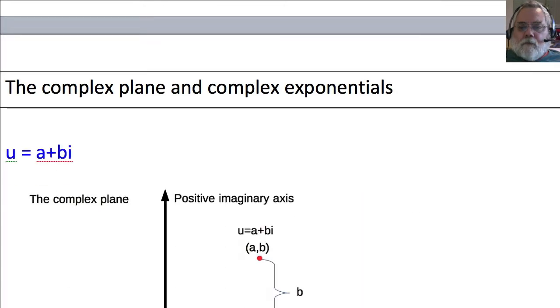Now we're going to cover the complex plane and complex exponentials. As earlier, we'll take complex number u equals a plus bi, where a is real and b is real. So it takes two real numbers to specify what the complex number u is. We can't represent this on a single number line, but we could represent two real numbers on a two-dimensional plane. We're going to do that, and we call that the complex plane.